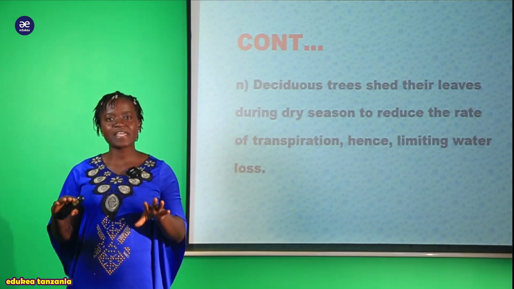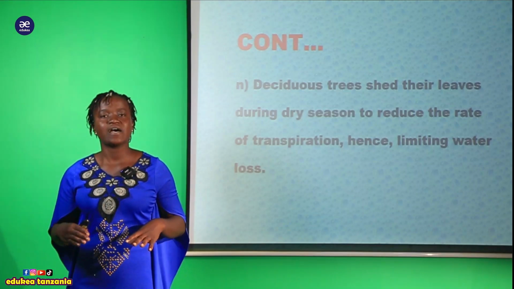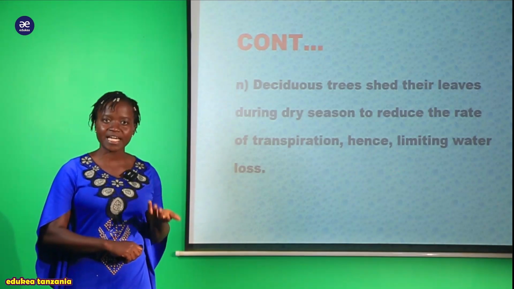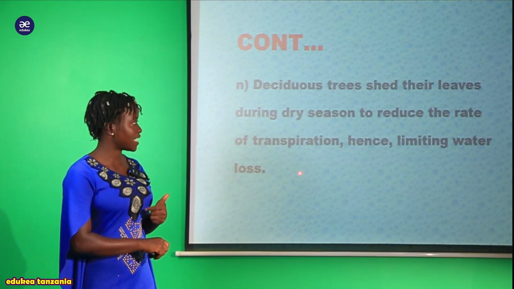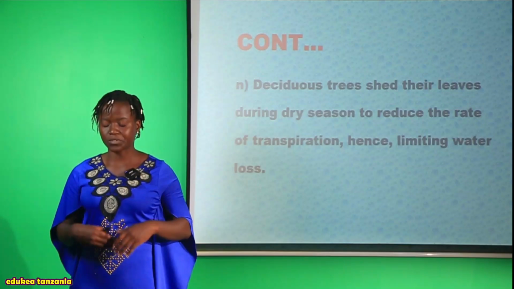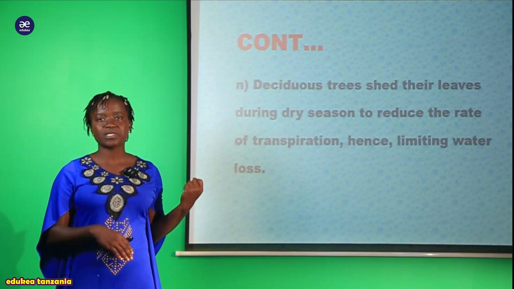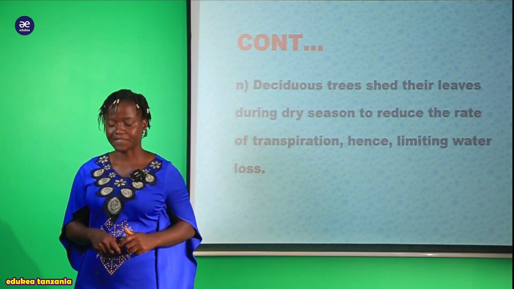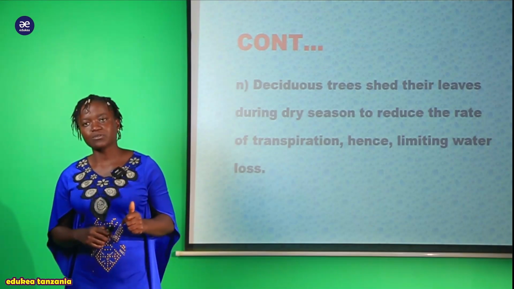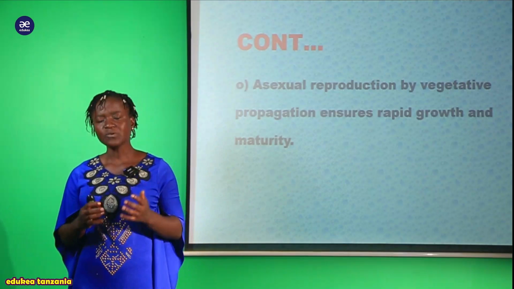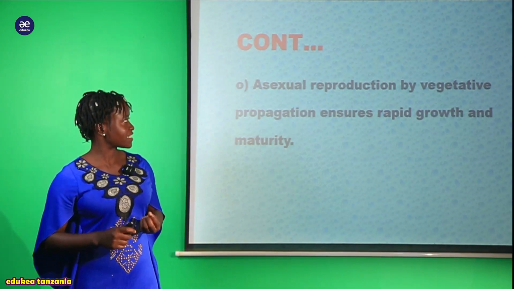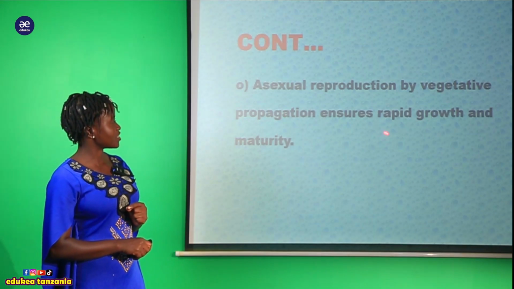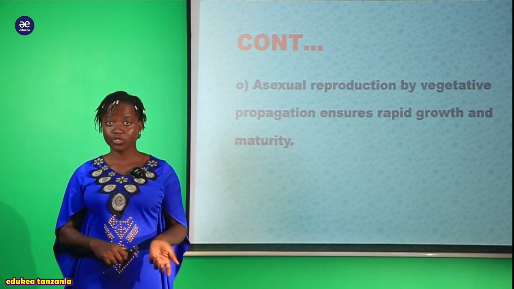Kwa wakiondoa majani kwenye their structure ndipo ambapo sasa inawasaidia to reduce the rate of transpiration and hence it limits water loss. Kwa maji mengi hayatoweza kupotea through their body. It's due to the presence of the reduced or shed out leaves. And also apart from that we have another factor ambayo tunasema kwamba asexual reproduction by vegetative propagation ensures rapid growth and maturity.